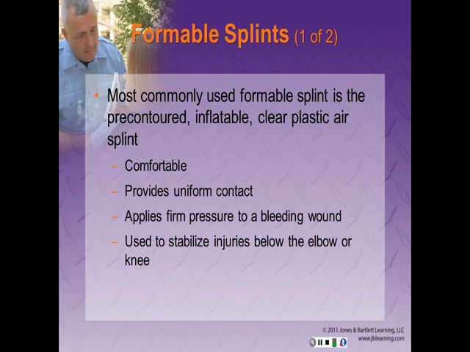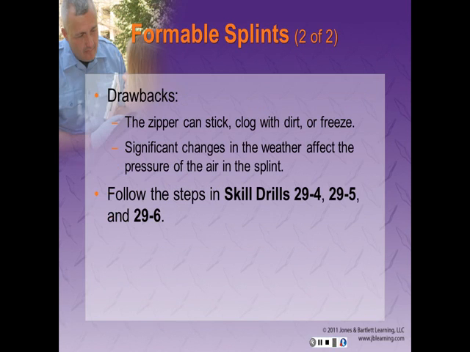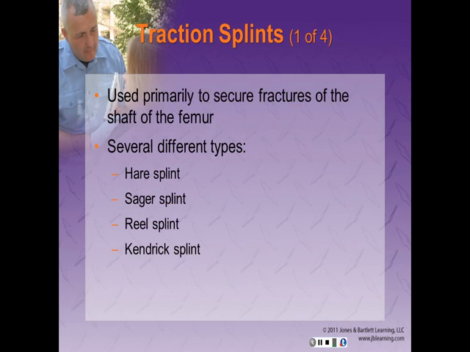For a splint that has a zipper, follow the steps in Skill Drill 29-4. If you use an unzippered or partially zippered type of air splint, follow the steps in Skill Drill 29-5, and 29-6 for a vacuum splint. Other formable splints include vacuum splints, pillow splints, structural aluminum malleable, or SAM splints, a sling and swath, and pelvic binders for pelvic fractures.